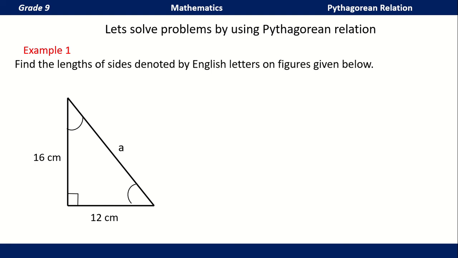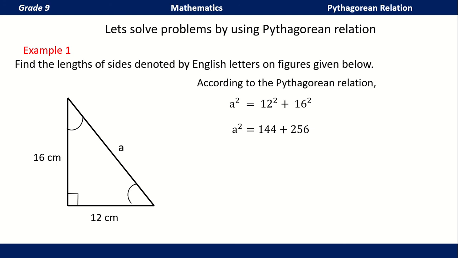We can apply the Pythagorean relationship to this right angle triangle. So, as you know, you can write the Pythagorean relation as A squared is equal to 12 squared plus 16 squared. By simplifying 12 squared and 16 squared, you may find that 12 squared is 144 and 16 squared is 256. Therefore, we can write A squared equals 144 plus 256. By adding up 144 and 256, you will get 400. Then it is equal to A squared.